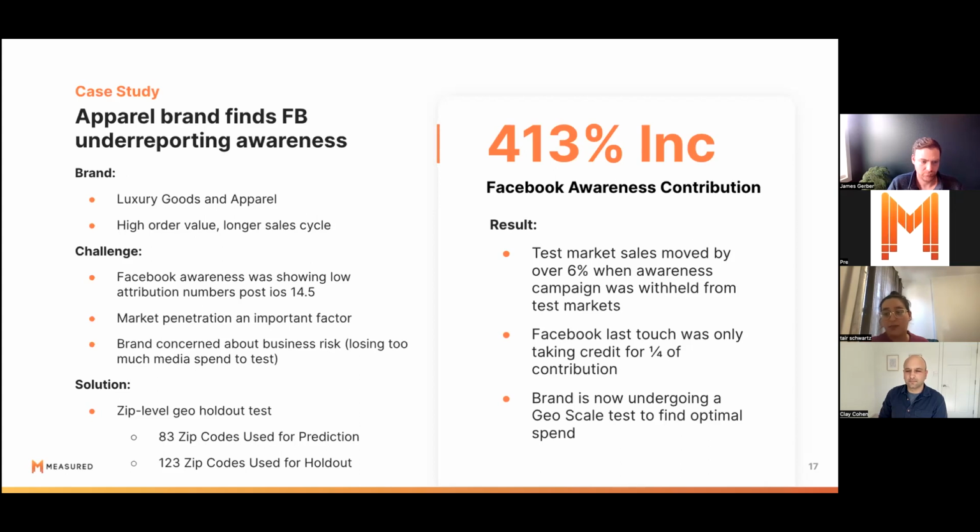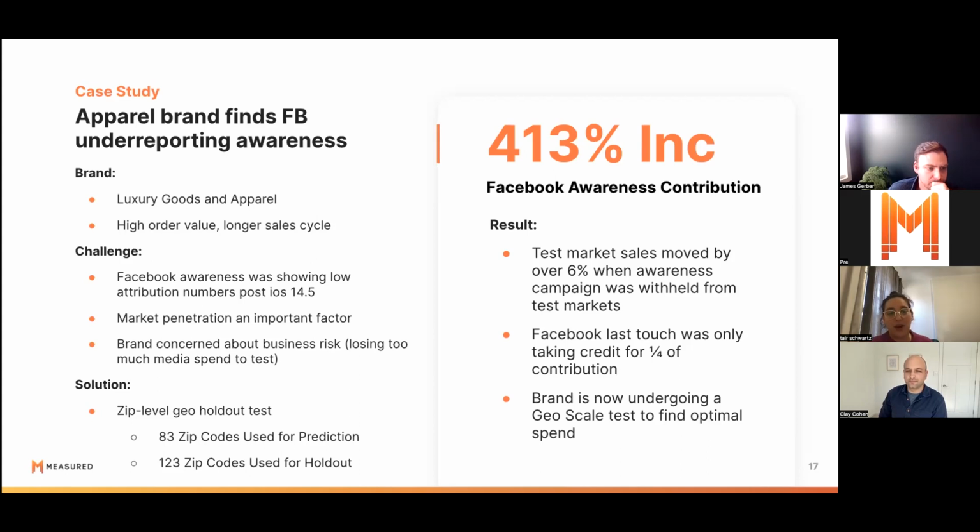Which means we're not selecting the zip codes that are only closest to the retail store or farthest away from the retail store. So the cell had to represent a true national mix. So we had an even amount of what we called market penetration: zip codes that had high, medium or average, and low market penetration.